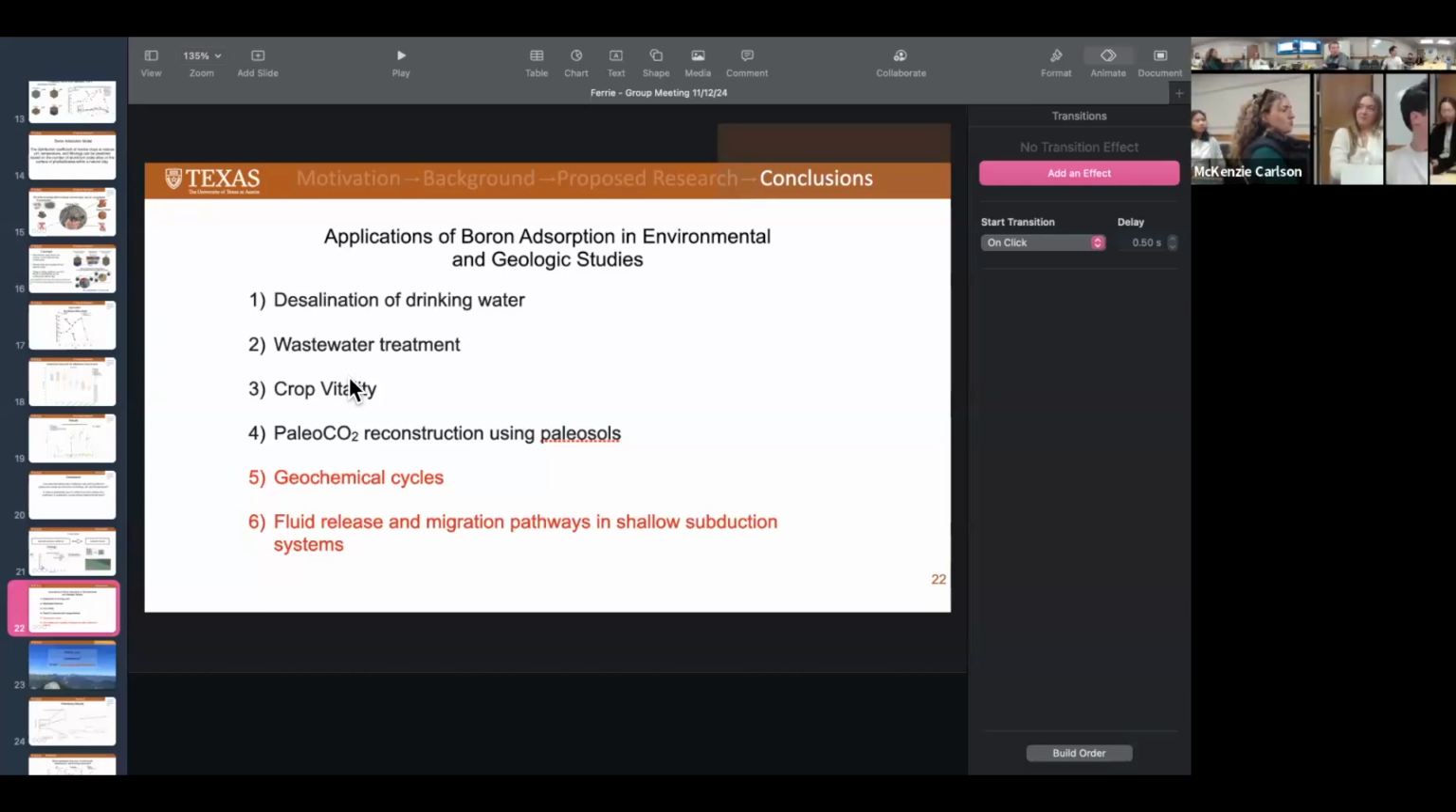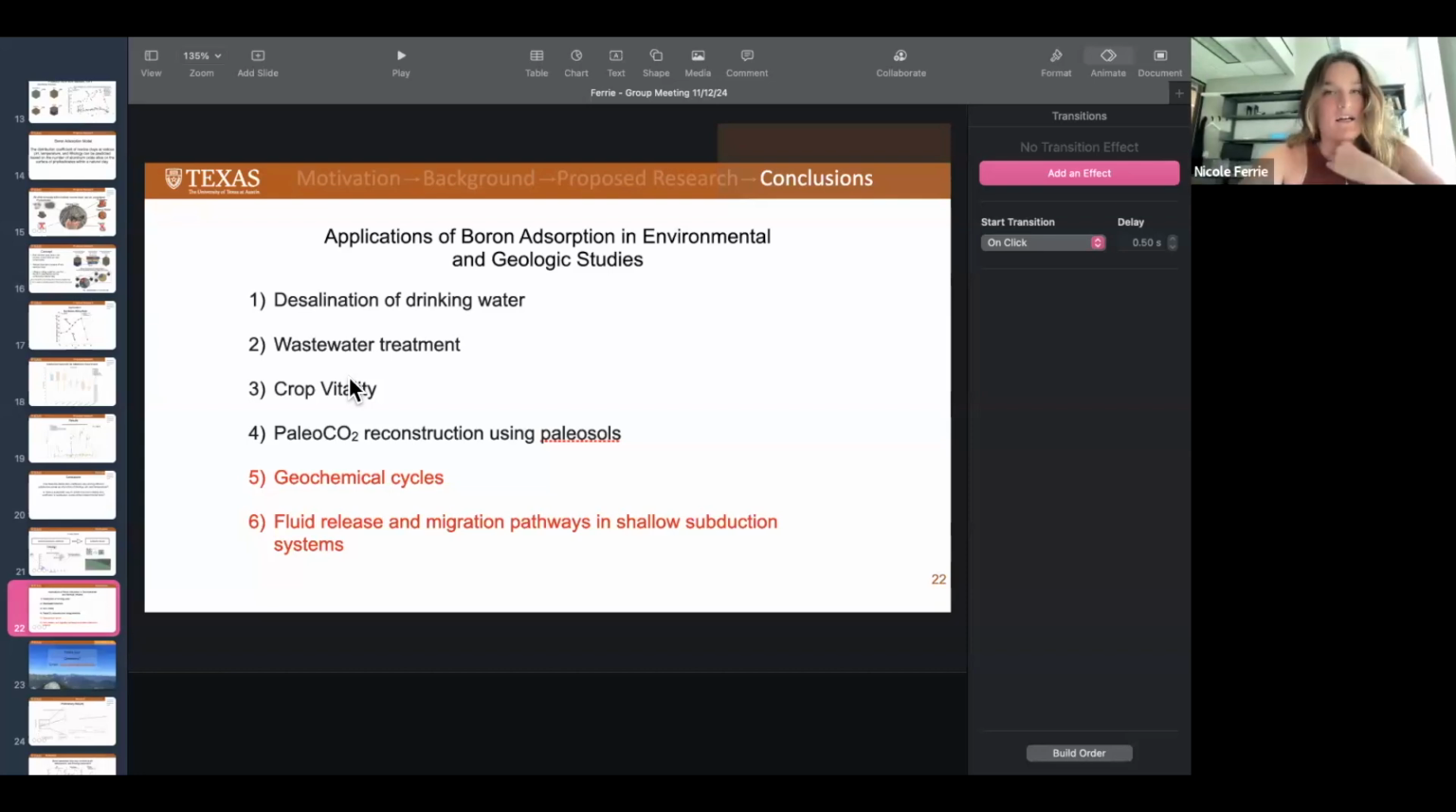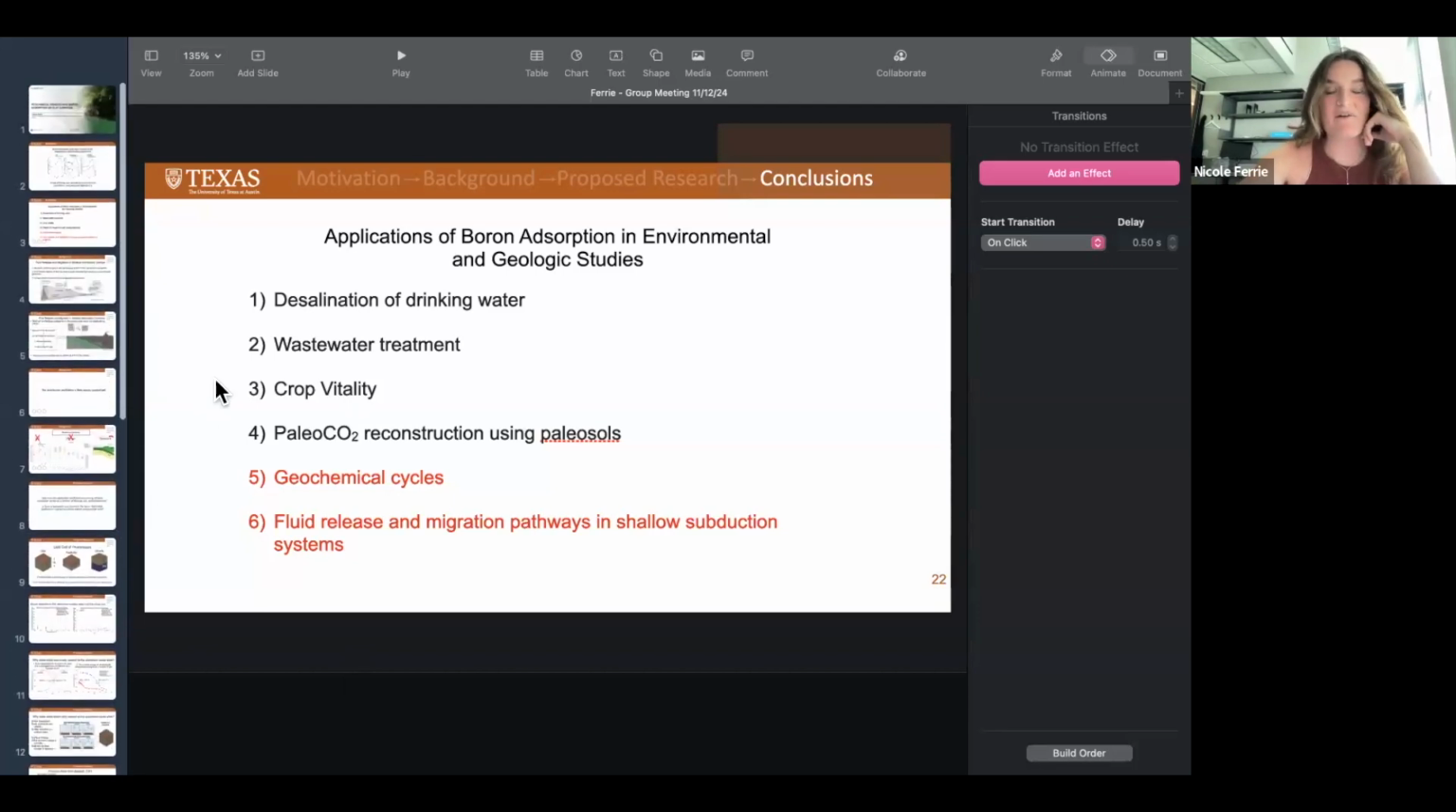Yeah, go for it. Can I ask about your paleo CO2 reconstruction then? I was curious about that, like what type of work are you planning to do with paleosols? Yeah. So basically with the paleo CO2 reconstruction, I wish I had supplementary slides right now.